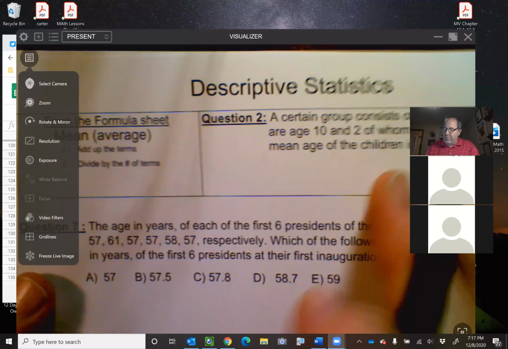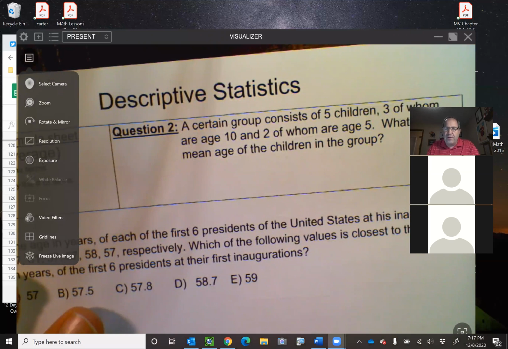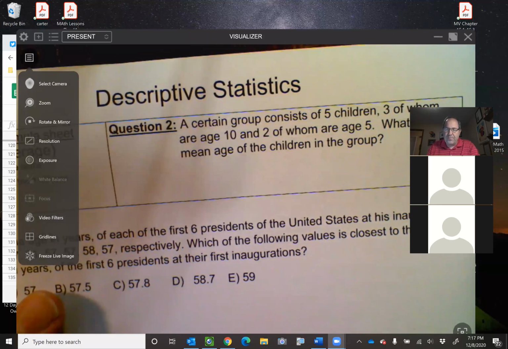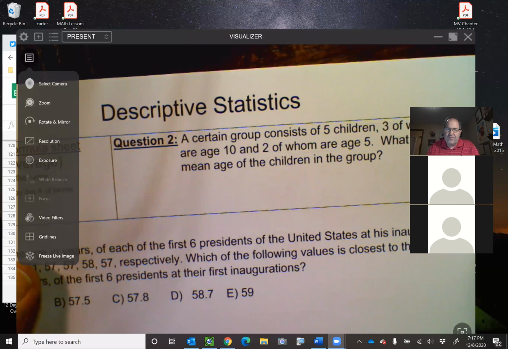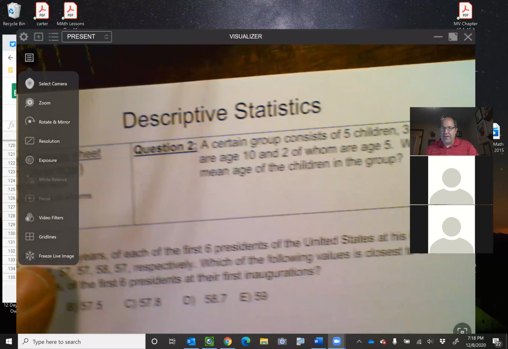So here's a question from the ACT, and I want you to read it. It's number 2 from the actual ACT test. Yeah, it wants to know the mean. I didn't like the way it was worded. It was really confusing sometimes. Like, man, how are you writing this stuff out?